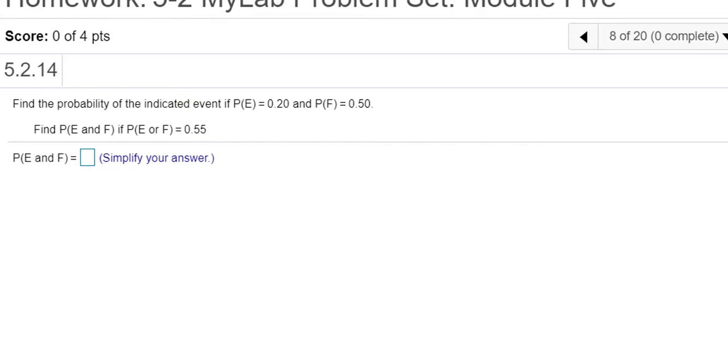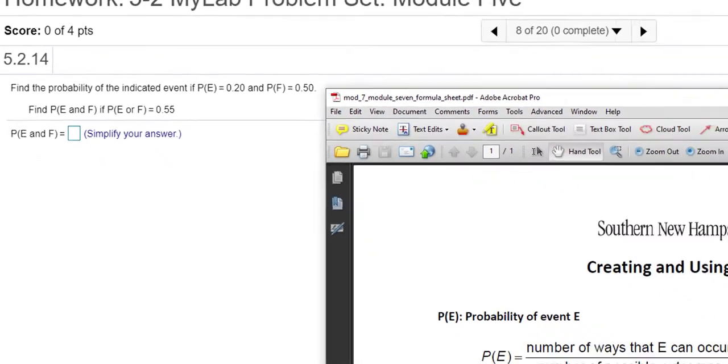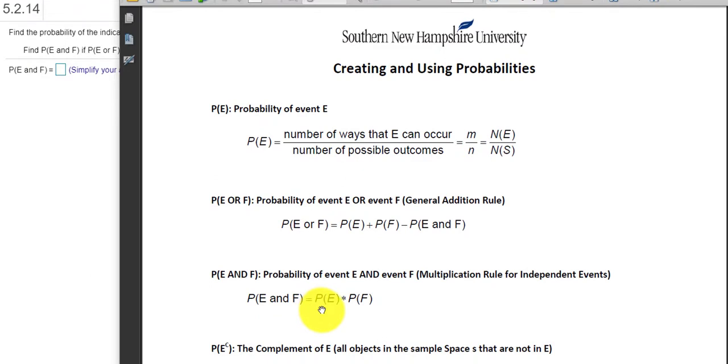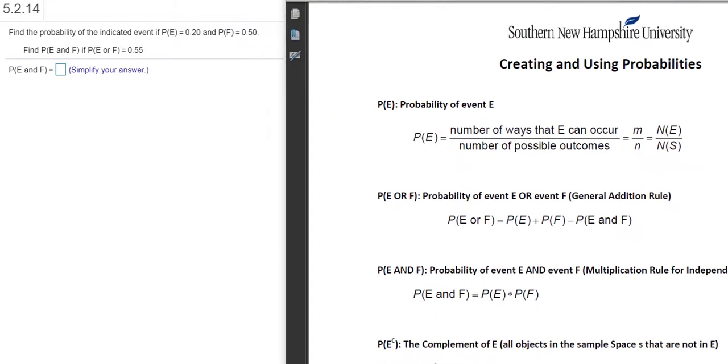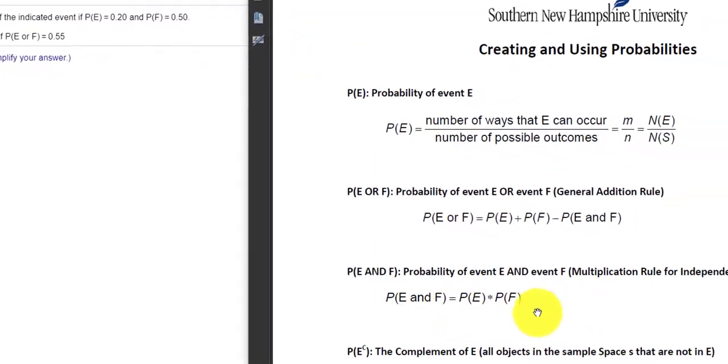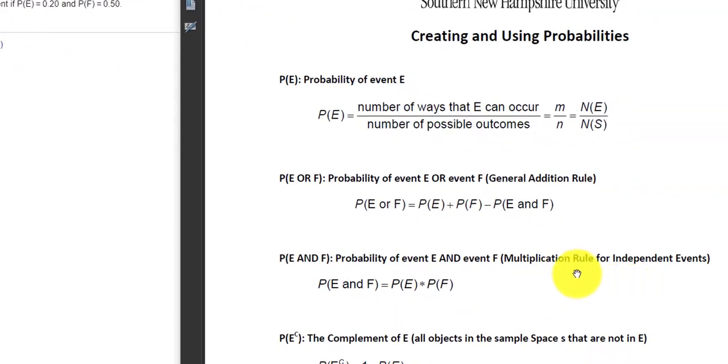So hopefully you've taken a look at this handout I have. It looks something like this. We're trying to find the probability of the event E and F both happening. So here's P of E and F. You see we have P of E times P of F. Right, that was my first thought. Oh, I'm just going to simply multiply these two values to get P of E and F. But then you have to look closely, and it says this is if the events are independent.